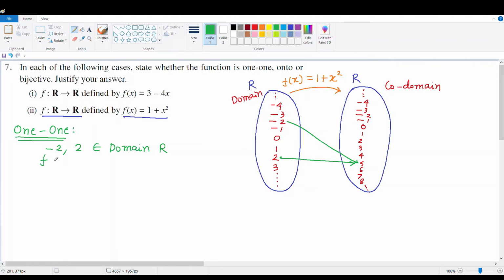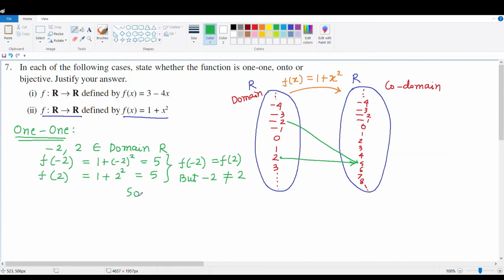Then we know f of negative 2 is going to be what? 1 plus negative 2 square, which is going to be 5, and f of 2 is going to be 1 plus 2 square, that is also going to be 5. Now we can see that f of negative 2 is equal to f of 2, but negative 2 does not equal 2, so f is not 1-1. Okay, so now we need to show for onto.